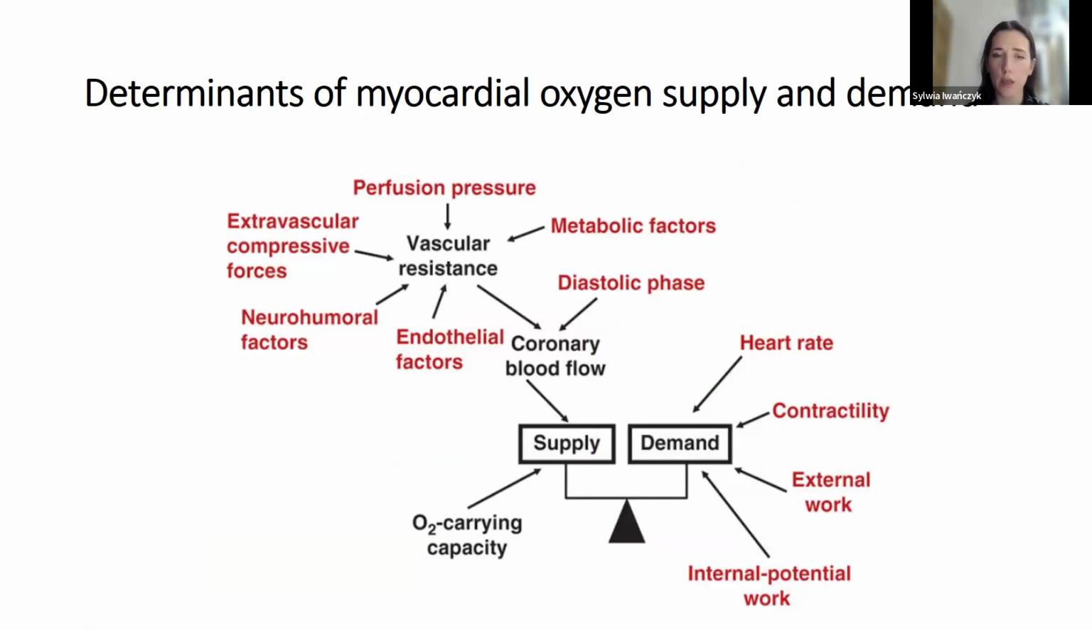So as you can see, there are a lot of determinants of myocardial oxygen supply and demand. There are processes associated with vascular resistance, like perfusion pressure, extravascular compressive forces, neurohormonal factors, endothelial factors, and the factors associated with the coronary blood flow, or of course with demand of the myocardium due to heart rate, contractility, external work, etc.